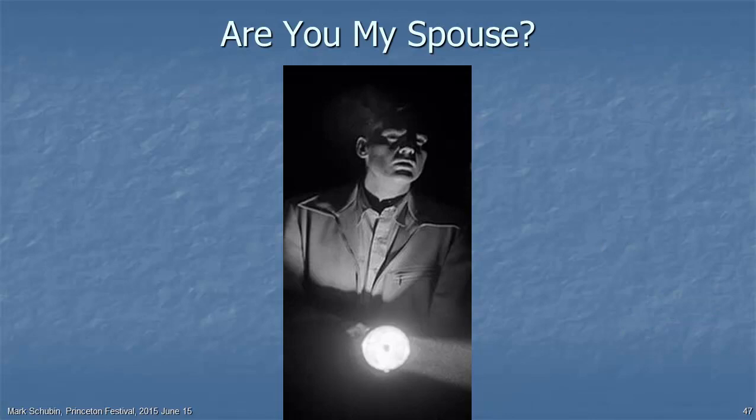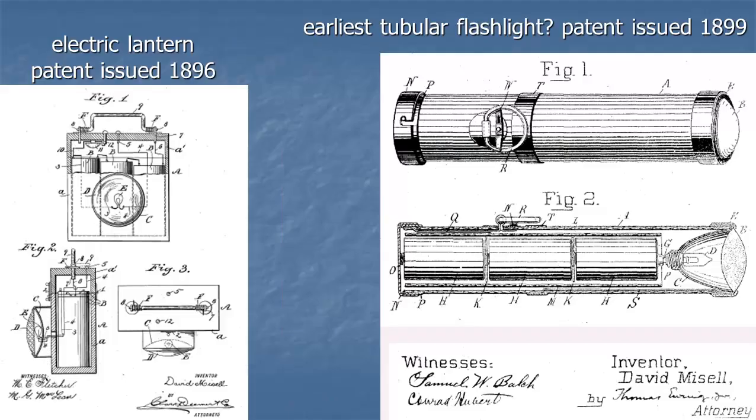So what about the other plot point that I'm mentioning, the Are You My Spouse plot point? Well, as you can see from this image, if it's late at night, it's dark, you want to see who it is, you just turn on your flashlight. At the right is the first patent probably for a tubular flashlight, what we would today call a flashlight. Looks very similar to a modern flashlight.